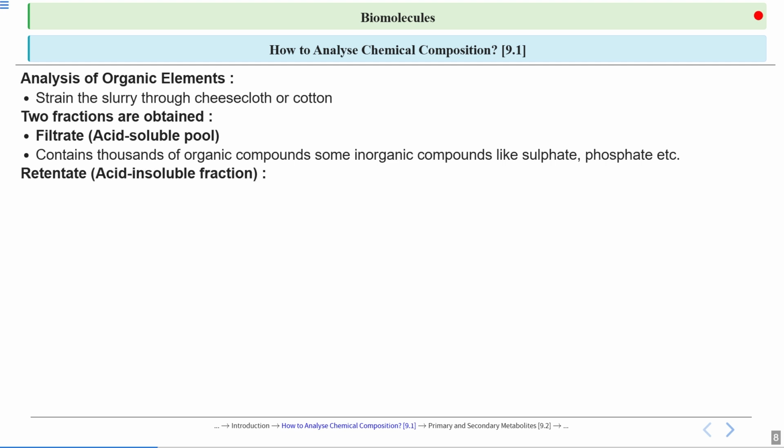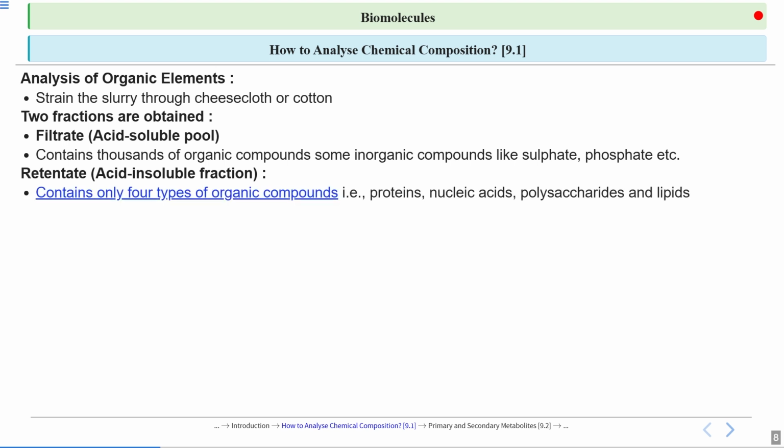Then the retentate is the material that doesn't pass through the cheesecloth, that doesn't pass through the filter, you can say. So the retentate is the acid insoluble fraction. So there are two fractions, filtrate and retentate. You should remember, filtrate is the acid soluble, retentate is the acid insoluble fraction. Now the retentate contains only 4 types of organic compounds: proteins, nucleic acids, polysaccharides and lipids. Basically these are your biomolecules. Proteins, nucleic acids, which consist of both DNA and RNA, polysaccharides and lipids.